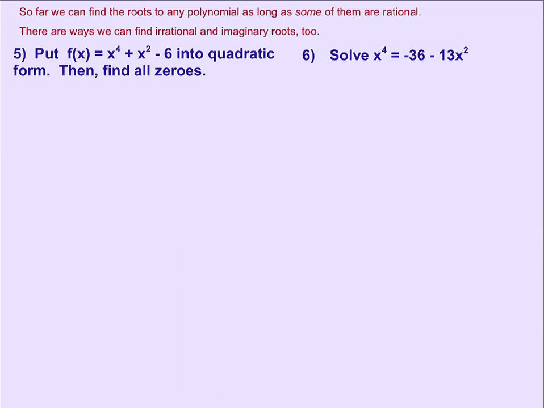What about when none of the possible rational roots work? If we look at this one, number 5, x to the fourth plus x squared minus 6, you can tell by looking that the possible rational roots there are 1, 2, 3, and 6, both positive and negative. We could try all 8 of those possibilities, but it's not going to work.